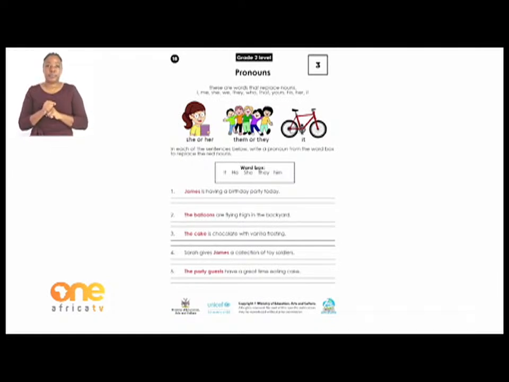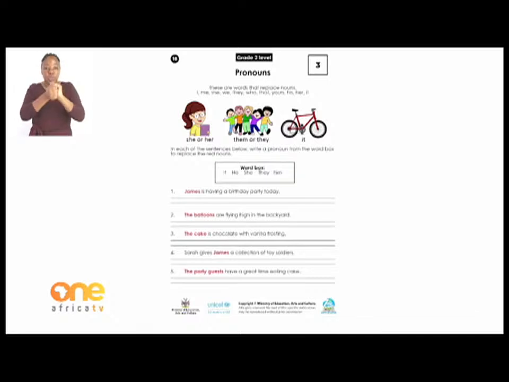You can see that there are some pictures there to show some of the pronouns that we have. And it also says in each of the sentences below, write a pronoun from the word box to replace the red noun. So we know what nouns are. We have been doing them. And they are the words that we can see in red. And if you see them clearly, these are the same words we need to replace for our pronoun.